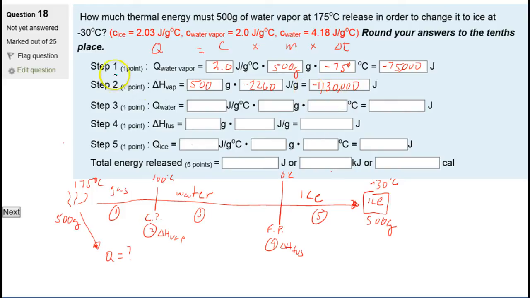Alright, next we got to figure out how much thermal energy the water is going to release as it goes from 100 to 0. So the way we do that is by using this formula right here. The specific heat of water is 4.18 joules per gram degree Celsius. The mass of the water is still 500 grams, and the change in temperature as it goes from 100 to 0 is -100 degrees Celsius. So I take 4.18 times 500 times -100, and I get -209,000.